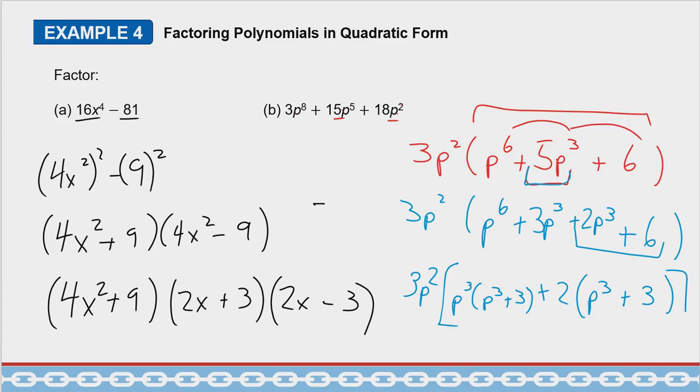Let's put some brackets around here to separate out. So I am going to get 3p squared times the p to the 3rd plus 3 times p to the 3rd plus 2. I combine these two, I group these two to make my second binomial term.